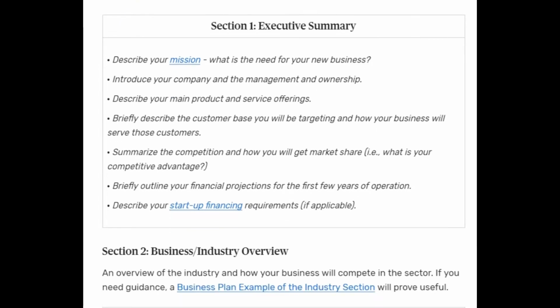Section 1: describe your mission, which may be a statement. Introduce your company and the management and ownership, and describe your main product and service offerings. If you are running or willing to pursue a social media marketing agency, you just have to mention what your professional services are and the main products that you're offering right now, providing a brief insight. Also briefly describe the customer base you will be targeting and how your business will serve those customers.